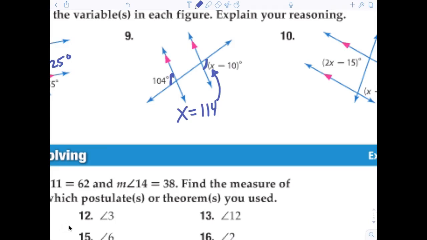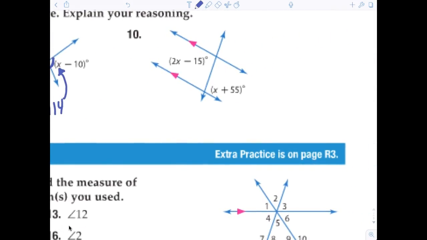All right, so over here. Now, I'm assuming 2x minus 15 is referring to this angle right here, and x plus 55 is talking about that. So they are what? Alternate interior, so they are what? Equal. So we could say 2x minus 15 is equal to x plus 55, and so now we can say x is 70. Now I really should go back and read the directions because it might say what is the angle.